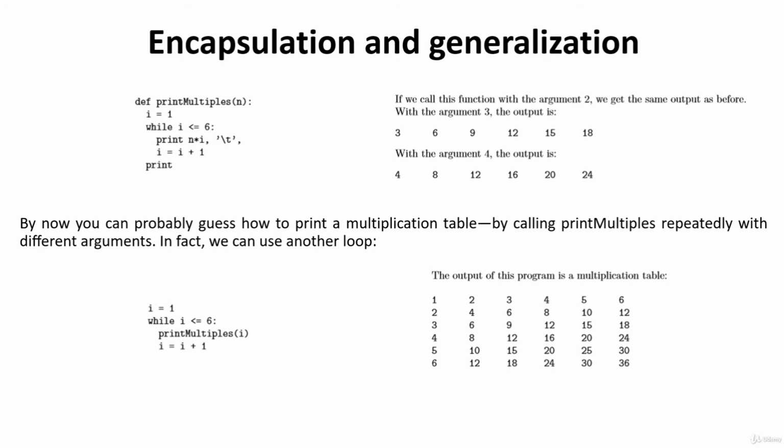By now, you can probably guess how to print a multiplication table by calling print multiples repeatedly with different arguments. In fact, we can use another loop. This looks like this. Notice how similar this loop is to the one inside print multiples. All we did was replace the print statement with a function call. The output of the program is a multiplication table. This looks like this.